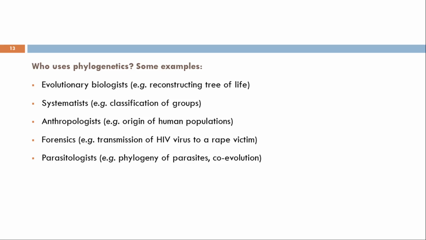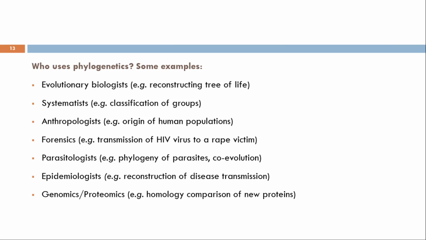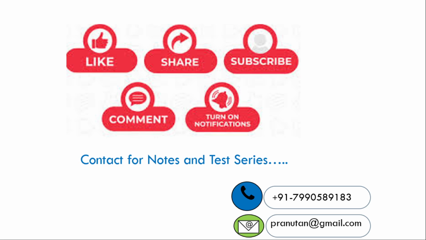Parasitologists use it for phylogeny of parasites and coevolution. Epidemiologists use it for reconstruction of disease transmission. Say, for example, any pandemic that takes place due to a virus. From which country that virus actually spread can be tracked by epidemiologists using phylogeny. Genomics and proteomics: whenever you have to compare the homology of new proteins or new genes, you can use phylogeny. The people involved in the study of genomics and proteomics also use phylogeny.